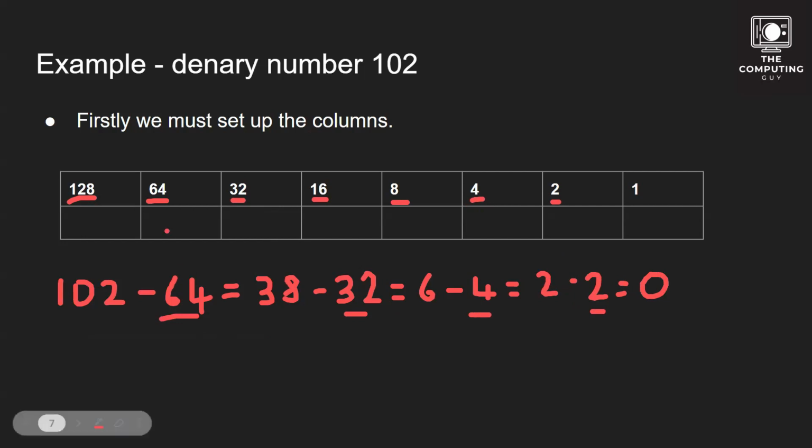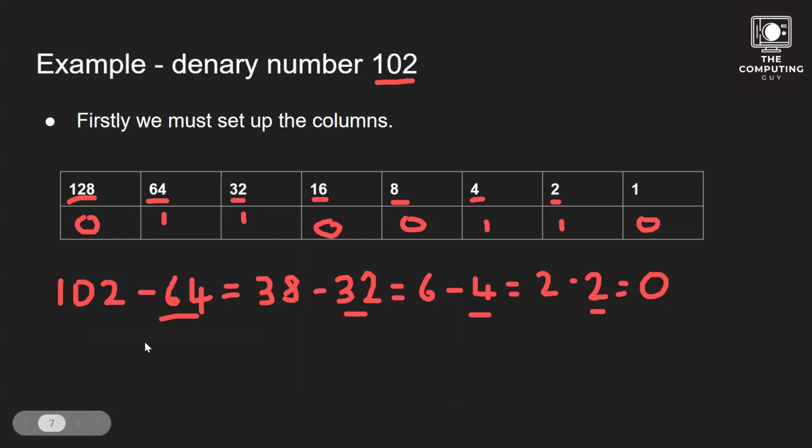Now these numbers will have 1s in their column. So we've got a 1 in 64, 1 in 32, 1 in 4, and a 1 in 2. The rest will have a 0. So a 0 there, a 0 in the 16, and a 0 in the 128. So our number 102 in binary would be 0, 1, 1, 0, 0, 1, 1, 0. And that is how we convert a denary number into binary.